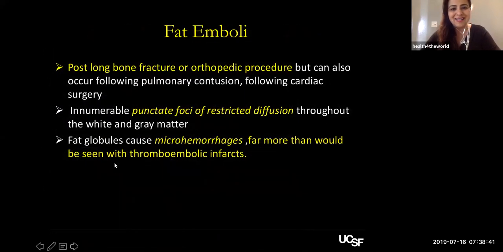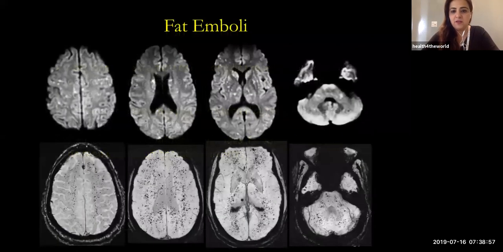This is again a classic entity. If you know it once, you'll remember it forever. So this is fat emboli. After a long bone fracture or orthopedic procedure, if you see innumerable punctate foci of restricted diffusion with microhemorrhages, let me show it to you. It's very classic. This is a susceptibility image and this is diffusion. If you see numerous foci of restricted diffusion and numerous foci of susceptibility throughout the brain, fat emboli is a diagnosis.